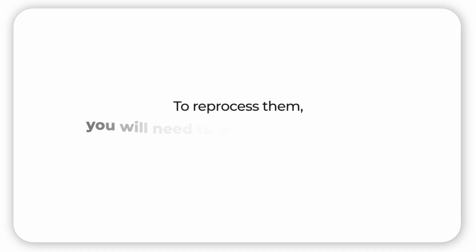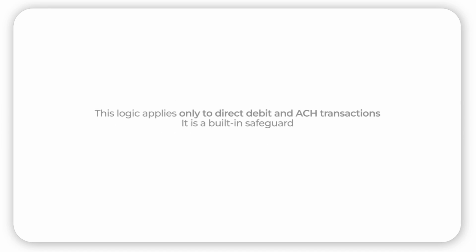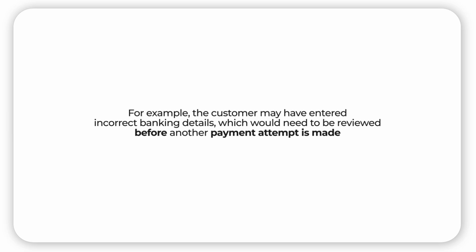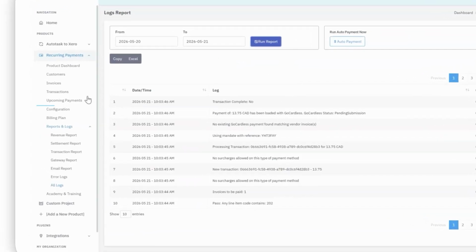To reprocess them, you will need to delete the transaction to release the invoices. This logic applies to direct debit and ACH transactions. It is a built-in safeguard. The reason for this is that direct debit payments usually have a high success rate, so a failure is treated as uncommon and requires further investigation. For example, the customer may have entered incorrect banking details which would need to be reviewed before another payment attempt is made. Now let's go back to our logs and see how our auto payment is processing.